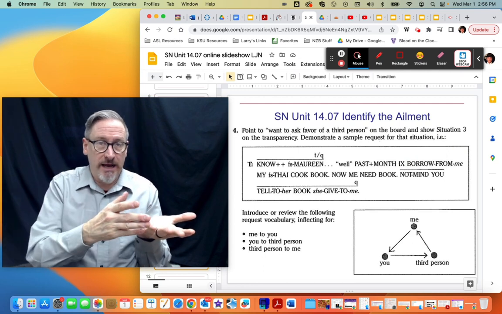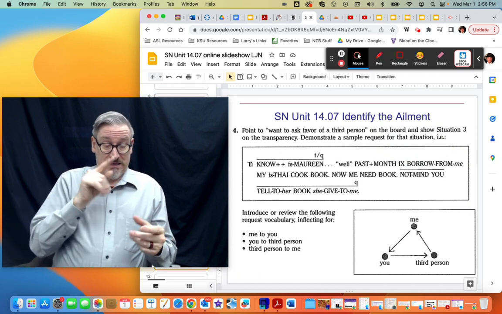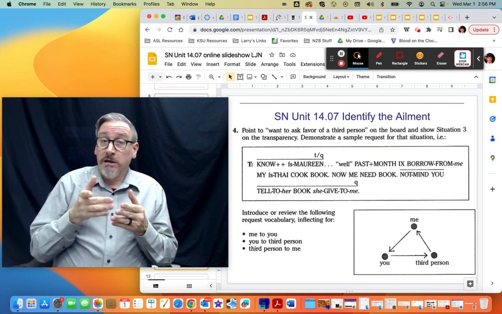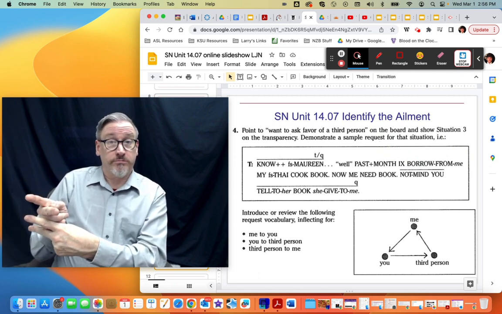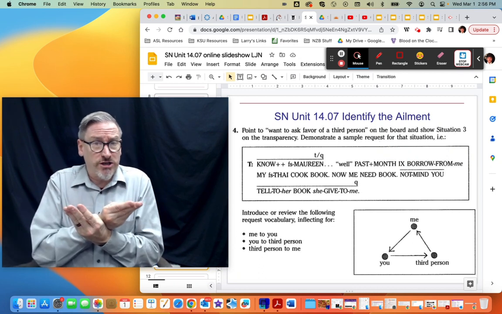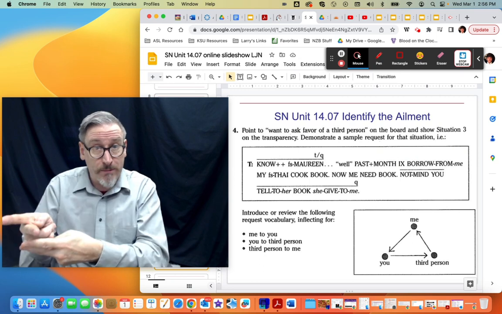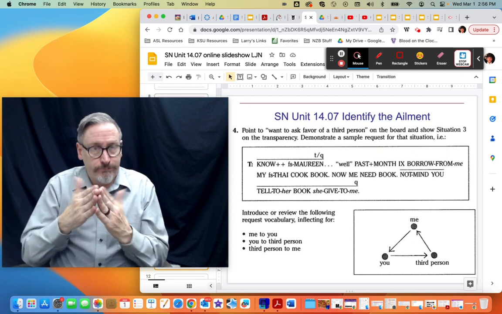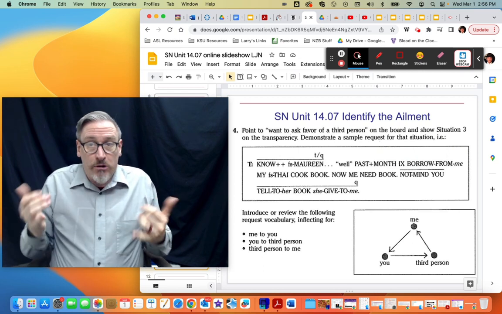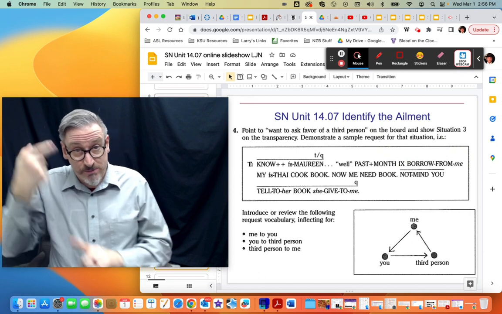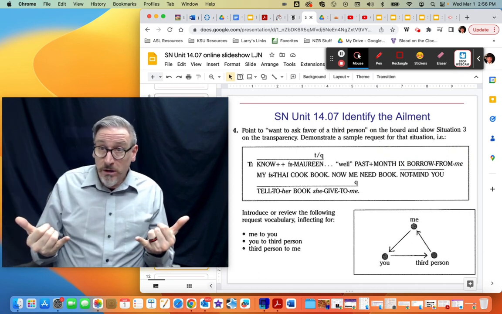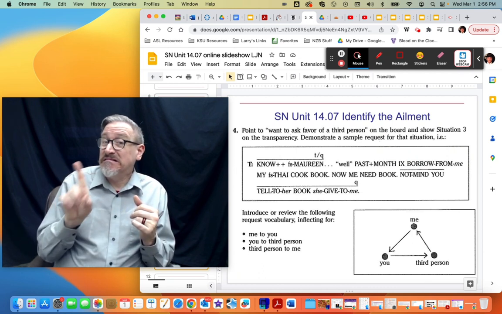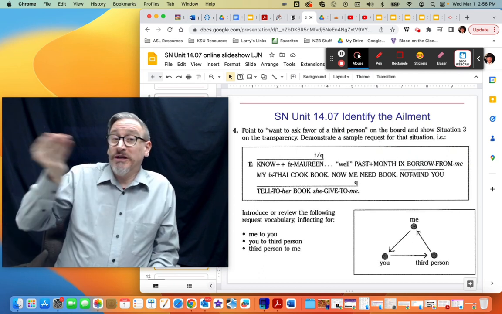You could do time, last month. My Thai. It's hard to fingerspell once you know the sign. Thai cookbook. I loaned her. Okay, so that's one way you could do it. You could do object subject verb that way, or just do book. Book borrowed from me, what? My book. Cookbook. Now, new sentence. So last month, that's all done. Now, I need the book. Do you mind telling her to give the book to me?